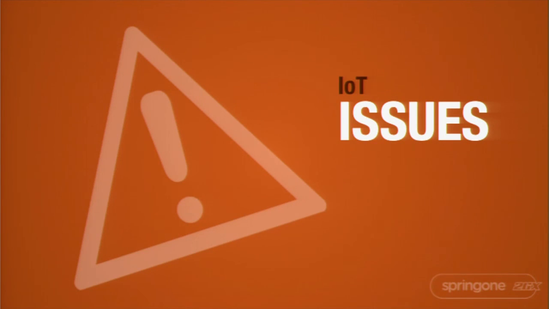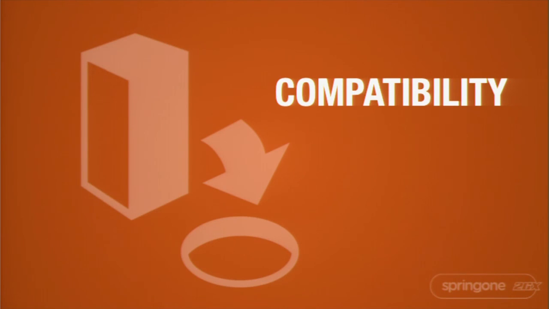IoT issues. Obviously, if we're doing IoT applications, you're going to run into issues. It's not all just a matter of throwing up this code and everything automatically works. You're going to run into issues as you develop these IoT applications. The first one is compatibility. OBD2 is a good example of that. OBD2 is a standard, and I use that term in the loosest possible sense.